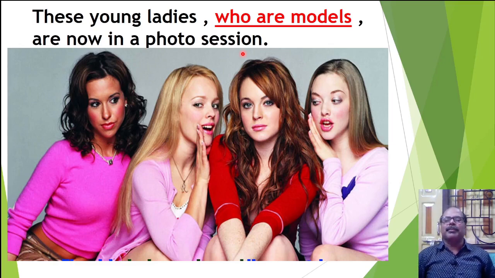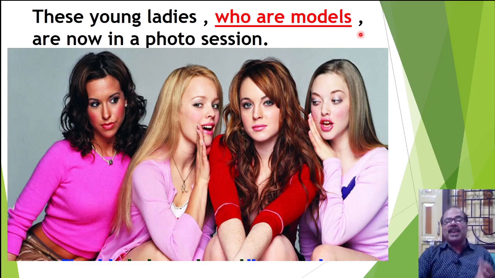So who are models, it is not an integral part. Even if you drop it, the principal clause itself can give a complete sense of the sentence. So who are models is here an additional information, and before this additional information I have used comma, and after it I have also used comma. So it is a non-defining clause.